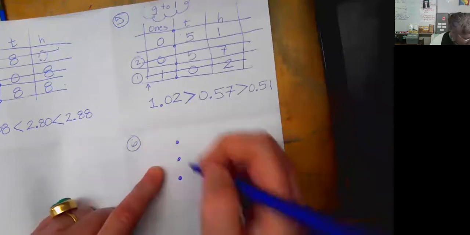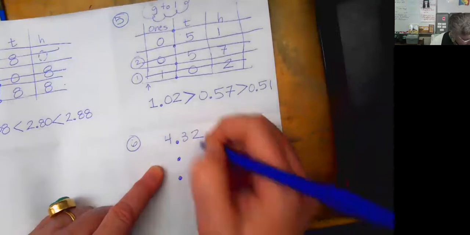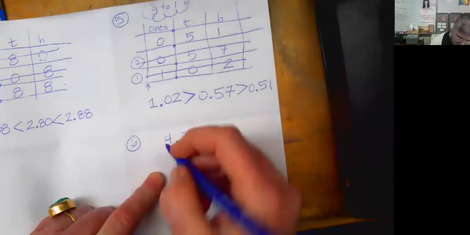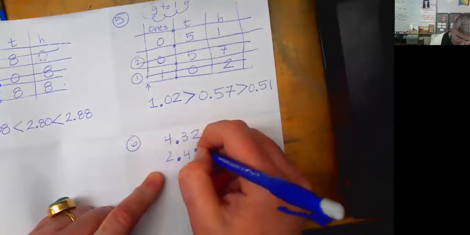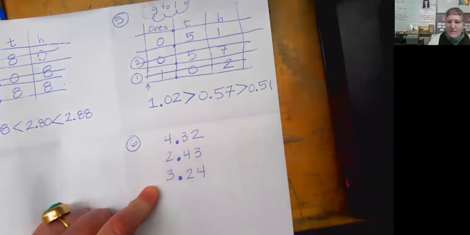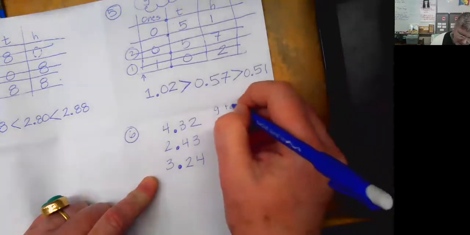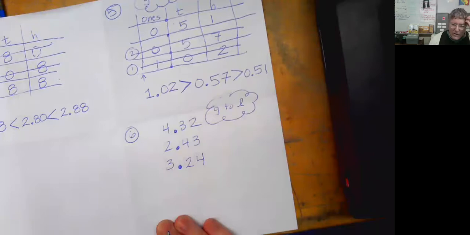Let's do number 6. Here we go. We have 4 and 32 hundredths. Then we have 2 and 43 hundredths. And then we have 3 and 24 hundredths. This is comparing for lazy people. And again, we're doing greatest to least. So I don't want to forget that and put the answers in the wrong order.